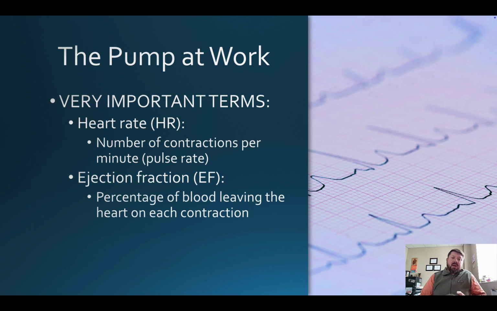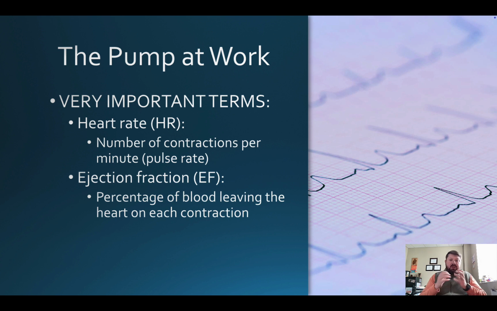So your normal left ejection fraction is 50 to 70%. So what does that mean? That means that the ventricles do not squeeze out every ounce of blood during every contraction. Why? Because they have to stay primed. The heart is a pump, and it has to stay primed.